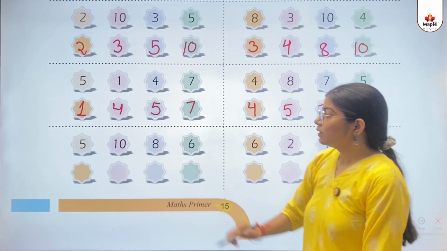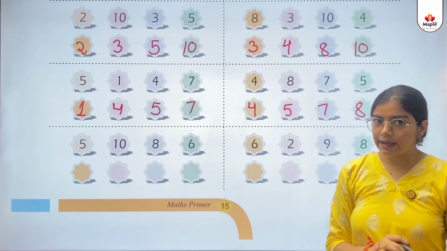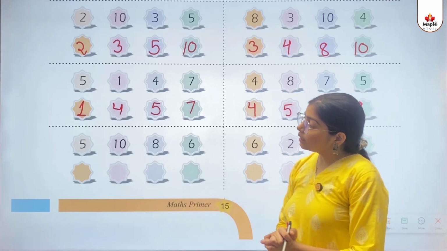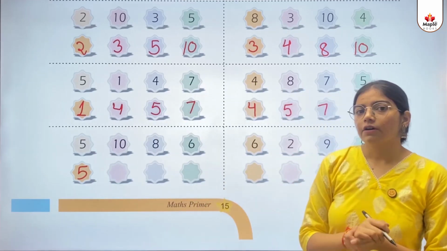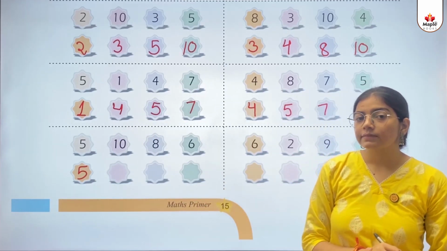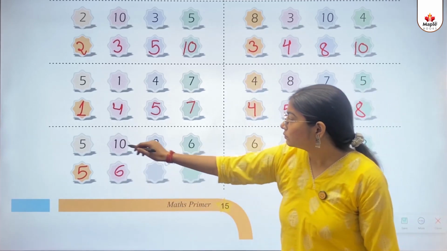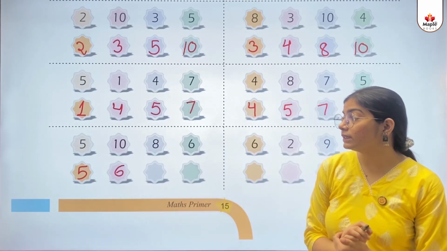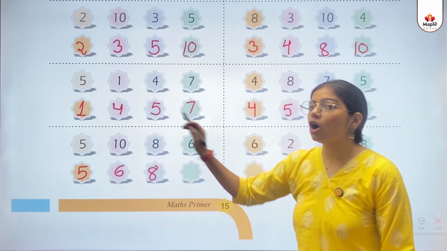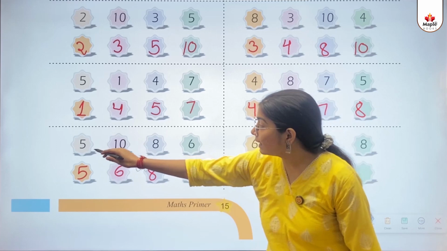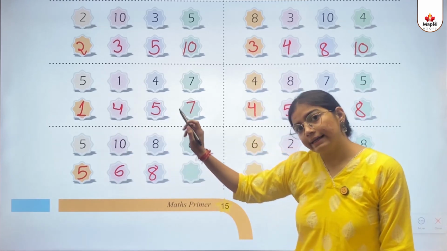Then this part. 5, 10, 8, 6. These numbers are written here. Which one is the smallest one? 5. After 5, what comes? 6. Then, what do we write here? After 6, 8. As you can see from the options, we have to write from there only. Then, what are we left with? 10.